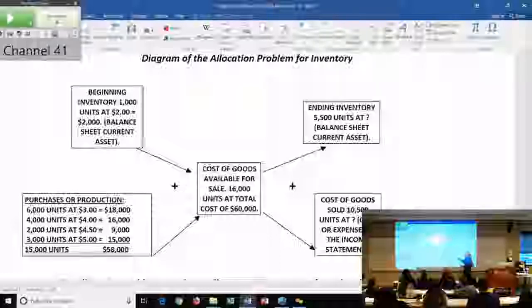And just remember, out of those 5,500 units, where did I get them from? Did I sell 2,000 at $2, and then another 3,500 at $3? Did I take an average? Did I sell 3,000 at $5, and then 2,000 at $4.50, and 500 at, how did I build up the units left over, I should say? Or where did I sell the units from? So this will depend on the cost flow assumptions.